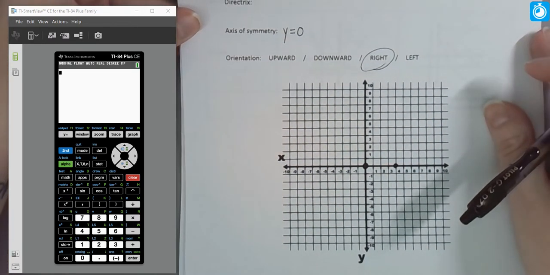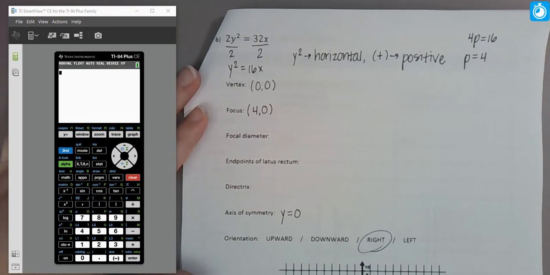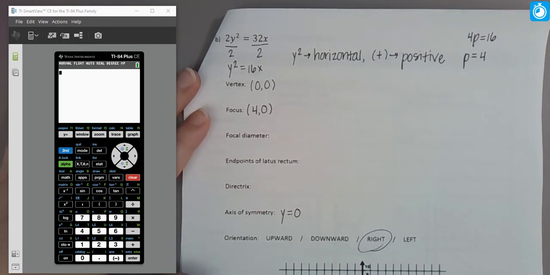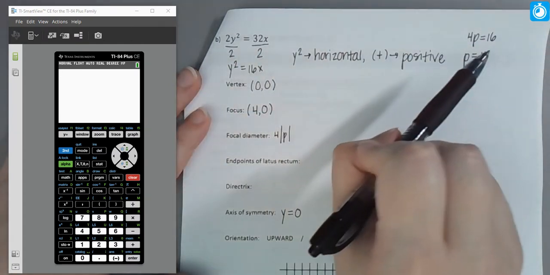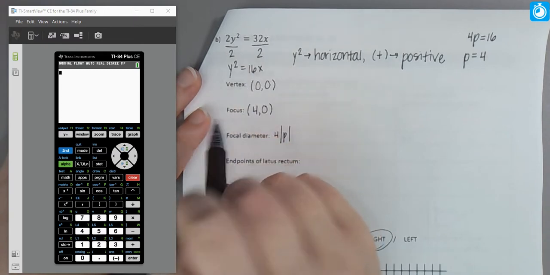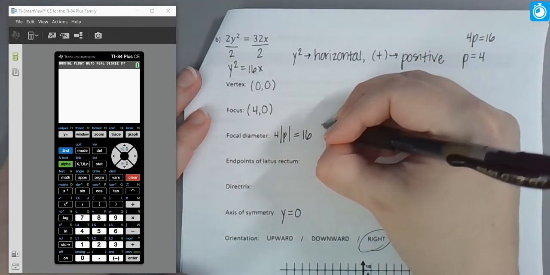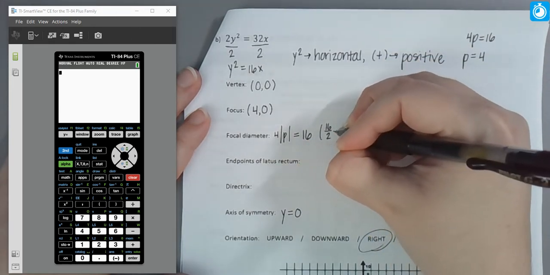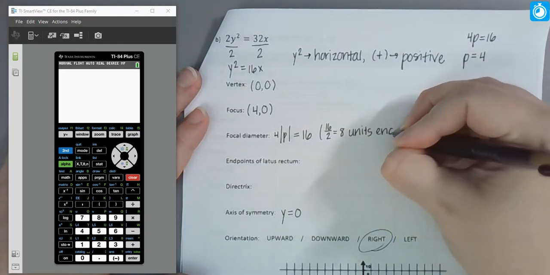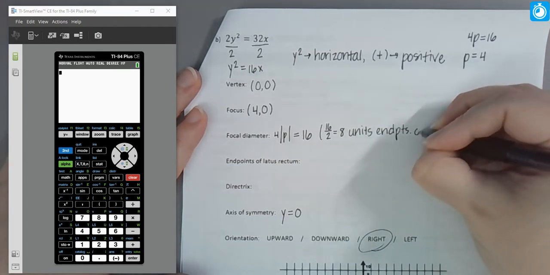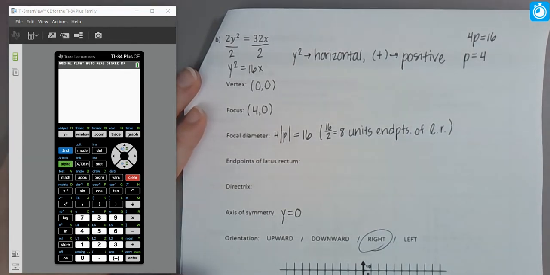Now again, that point is not on the graph, but it's going to be used to find some points that are on the graph. So next, what is our focal diameter? It's going to be 4 times the absolute value of P. Think of it as just taking the absolute value of whatever the coefficient is in this case. So the absolute value of 16 is going to be 16. So that means it's going to be half of that. It's going to be 8 units to the endpoints of the latus rectum to get to the actual graph through the focus.